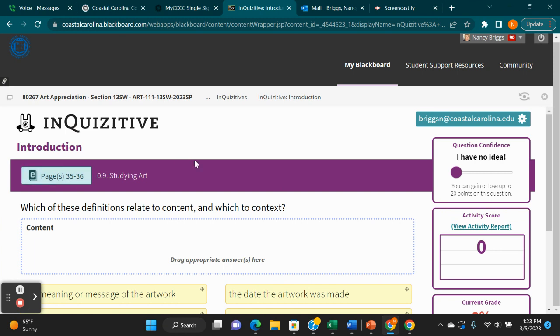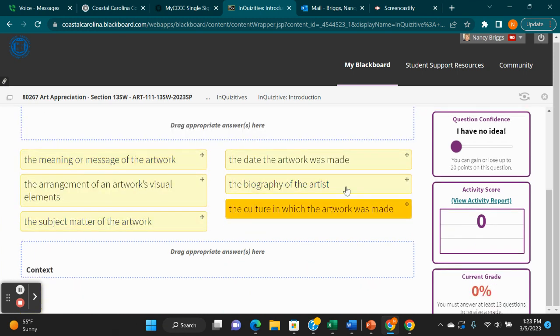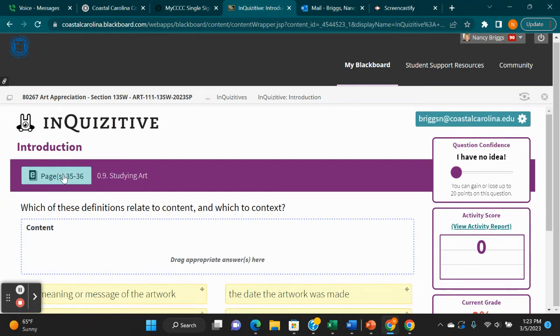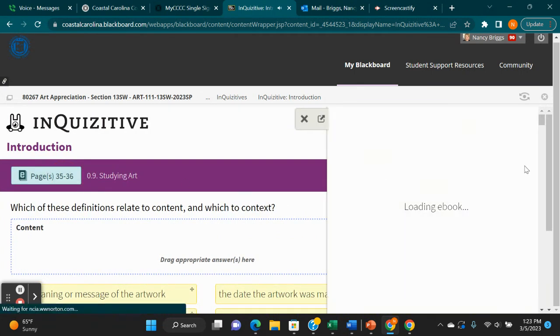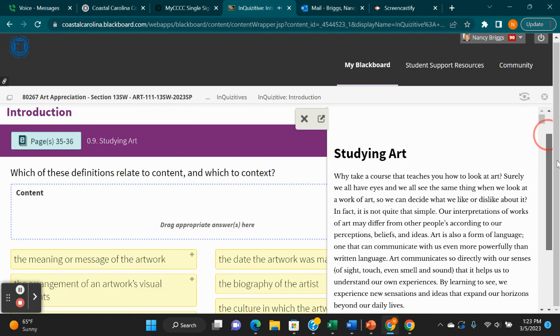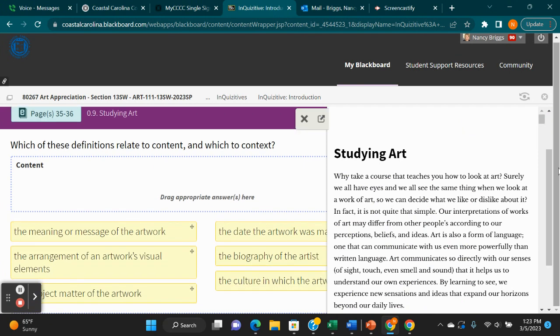So over here on the left, say you're looking at it and you have no idea what this stuff is. If you hit that blue bar over there, it will take you to the part of the chapter that it's asking you about. So you can just go ahead and read that again, scan through it, find the answers, and be on your way.